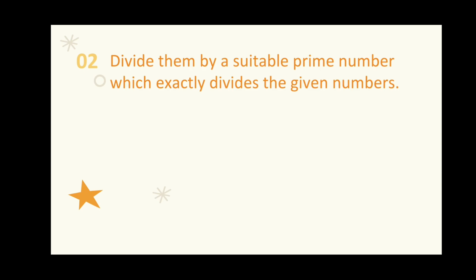Step 2. Divide them by a suitable prime number which exactly divides the given numbers. So pareho lang din ang step 2 kanina. So, we're going to divide the given numbers by a suitable prime number. So, 20 and 30 yung given. Now, we're going to use the least common factor, which is a prime number. So, yun ay 2 dahil pareho naman silang divisible by 2. Now, we have 10 and 15.